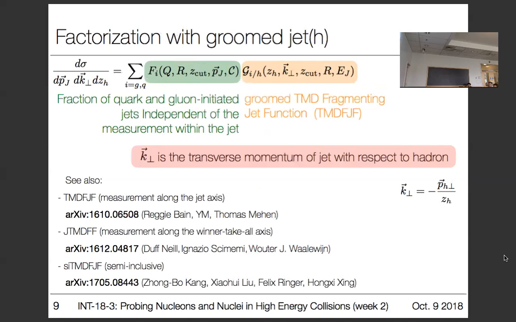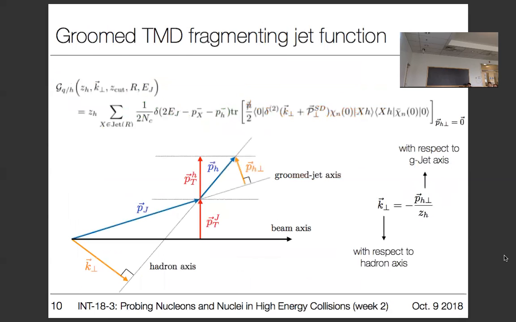And we will focus on the kT, which is the transverse momentum of the jet with respect to the hadron axis instead of the reverse, because it's easier to refactorize this term later. So this is the operator definition of the groomed TMD FJF. It looks very similar to the standard TMD FJF. The only difference is that you have to impose the soft-drop condition on your Hilbert states, the intermediate Hilbert states.